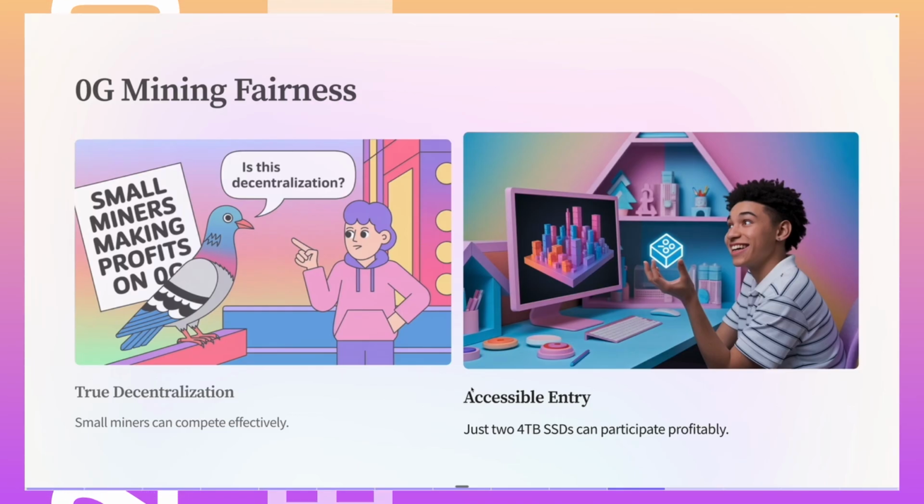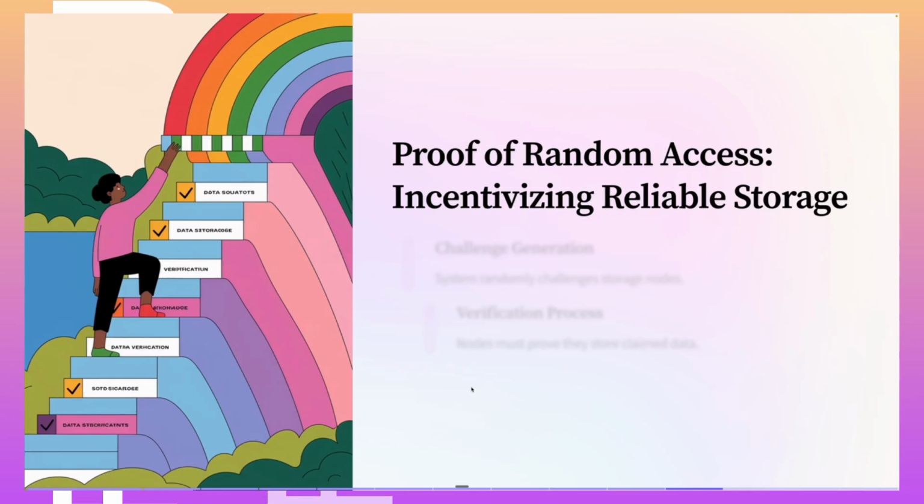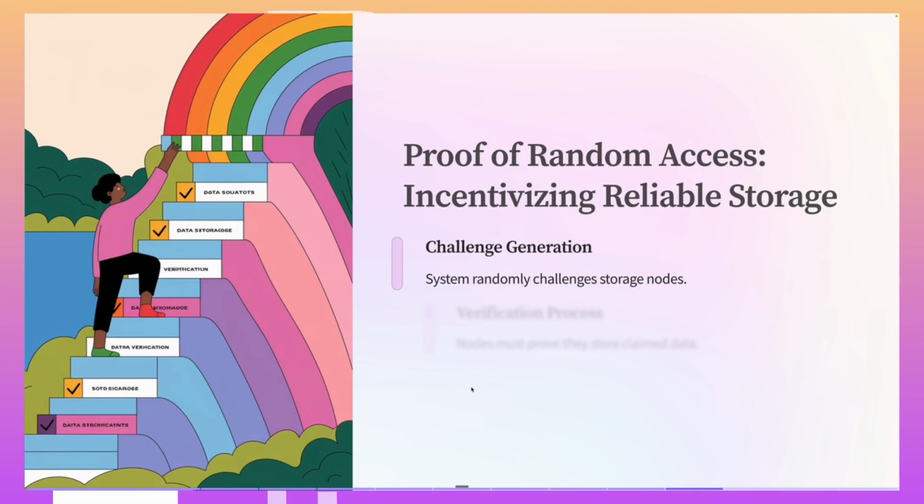So if you want to run a 0G storage node, you can start with 4 TB of SSD storage, and you can run it profitably. You don't need to have a data center to make it profitable. Even from your home, you can run your 0G storage node, and it will be profitable. That's how the mining rewards have been designed.